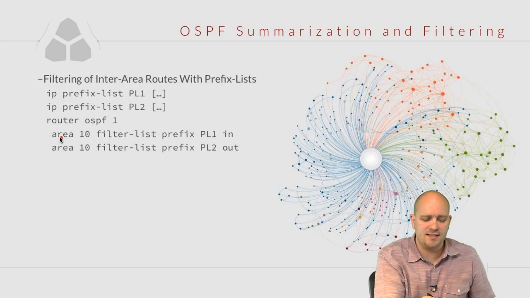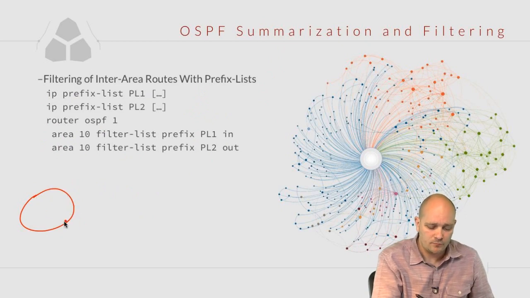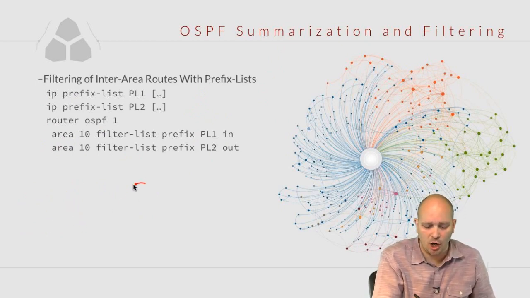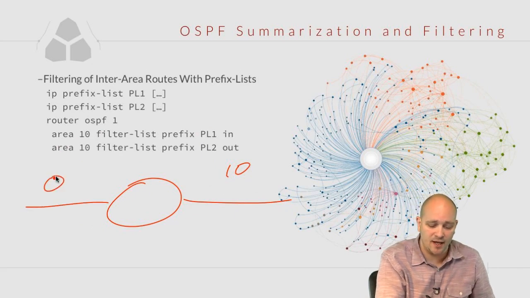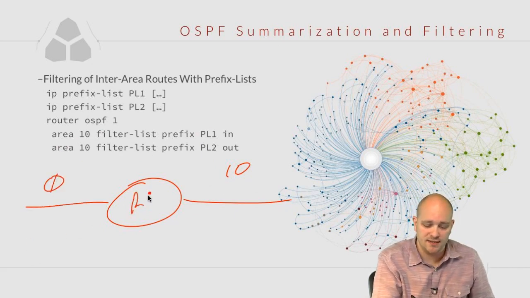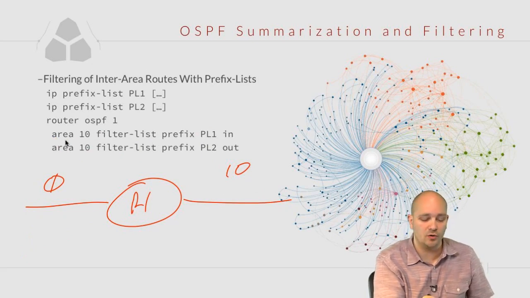So let's analyze this configuration here. So here, let's say that I had this configured on the router that is an ABR between, let's say, area 10 and area 0 here. So let's say that this is our R1. Now, here I have two configurations, two configuration lines.